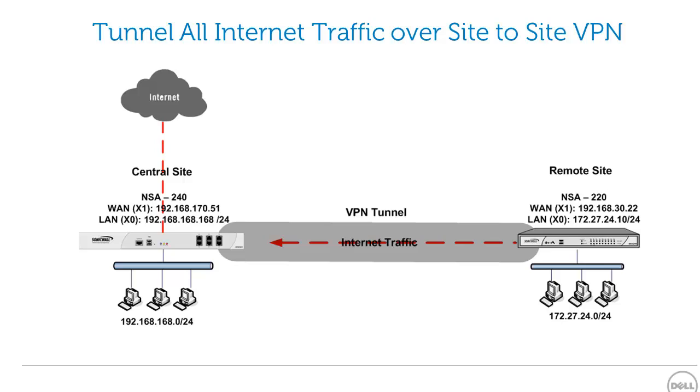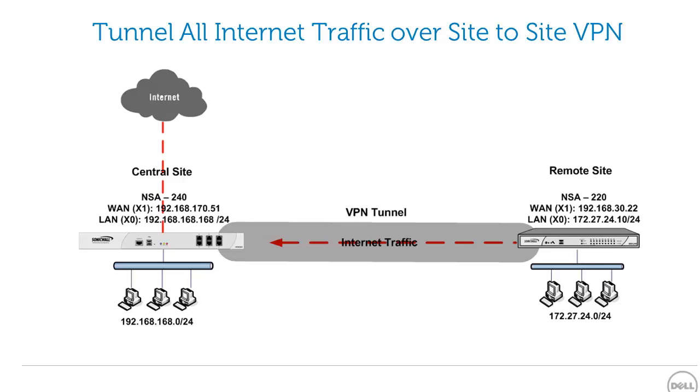This network diagram shows the setup we use for this video tutorial. Here we have two networks, which we will call central side and remote side. On central side, we have an NSA 240 with a primary WAN interface IP of 192.168.170.51. It has a network in the LAN zone in the 192.168.168 subnet with a 24-bit net mask. On remote site, we have an NSA 220 with a primary WAN interface IP of 192.168.30.22. It has a network in the LAN zone in the 172.27.24 subnet with a 24-bit net mask.